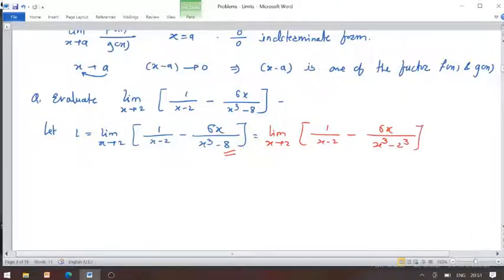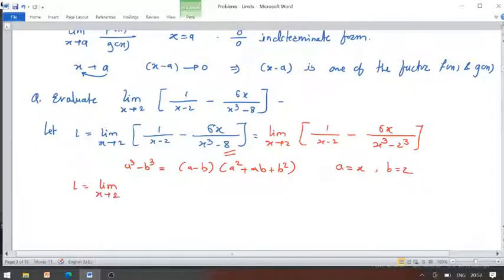Now we have the formula for a cube minus b cube: the first bracket contains a minus b with the usual sign, and the second bracket contains the opposite sign. Now minus becomes plus over here: a square plus ab plus b square, where here the a value is x and the b value is 2. So let's replace a by its value x and b by its value 2.